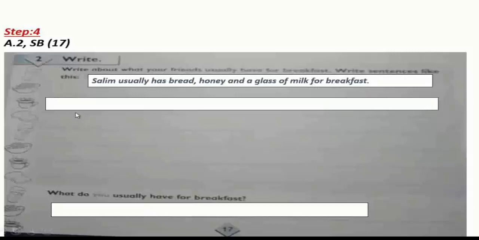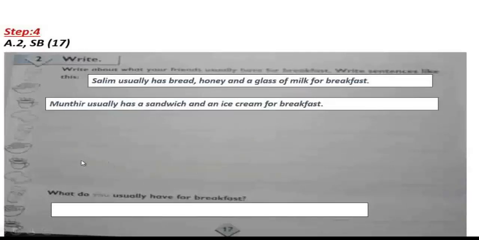Now I'm going to look at the chart again and write a sentence about my friend Mundir. Mundir usually has a sandwich and an ice cream for breakfast. That's right. Now look at the chart again and write sentences about what your friends usually have for breakfast. I think you have finished, haven't you?